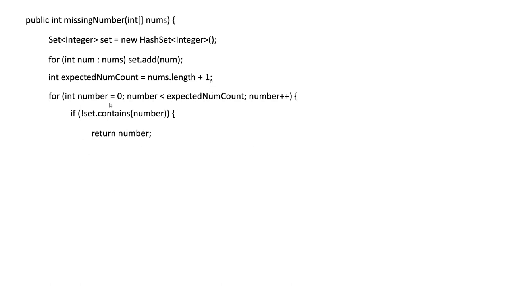So we'll just go through, and if the set has that number, then we'll just continue to the next number. But as soon as it finds the number that is not in the set, it will return that number, and that is our answer. Now if we go all the way through and don't find it, then we'll just return -1. So let's debug this and see what happens.